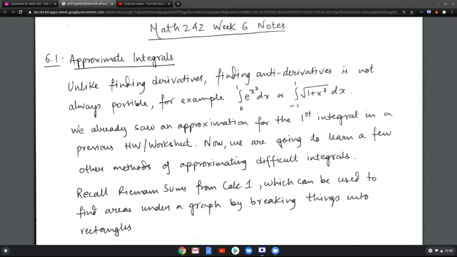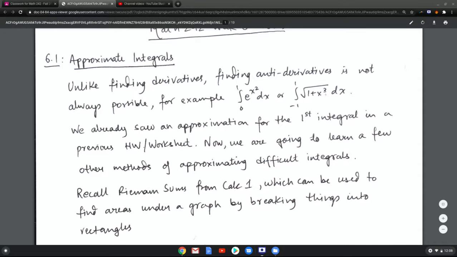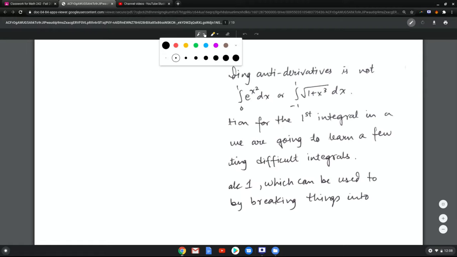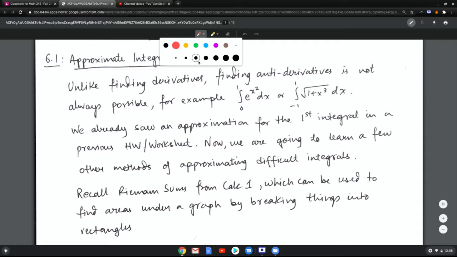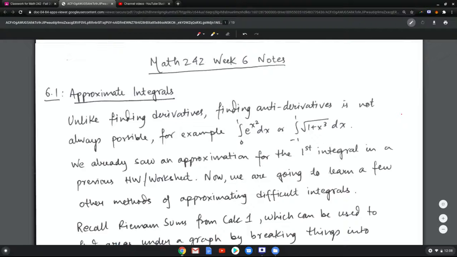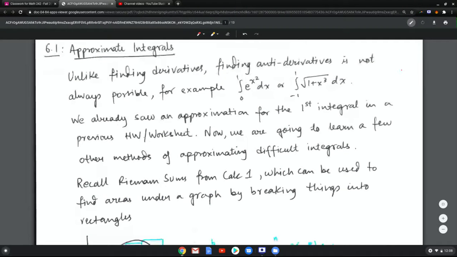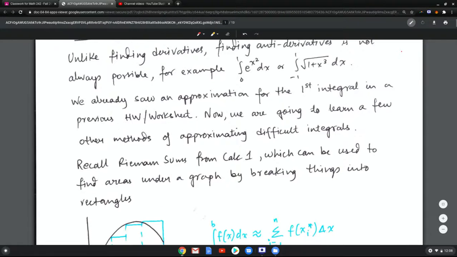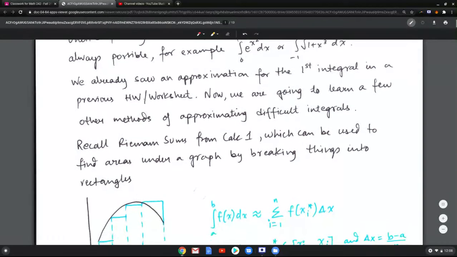Similarly, for square root of 1 plus x cubed. Notice this is x cubed, not x squared or x to the 4, which we know we can use some sort of trigonometric substitution to make that work. On the second page, you should be able to see it now. Okay, there we are. So we saw the approximation for the first integral in the previous homework. Now we're going to learn a few methods which are classified as numerical methods of approximating different integrals.